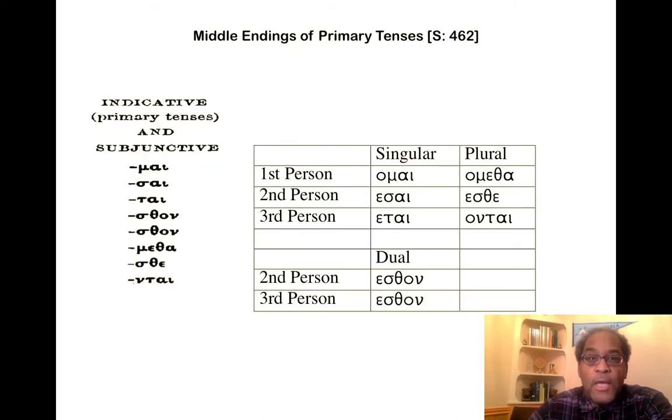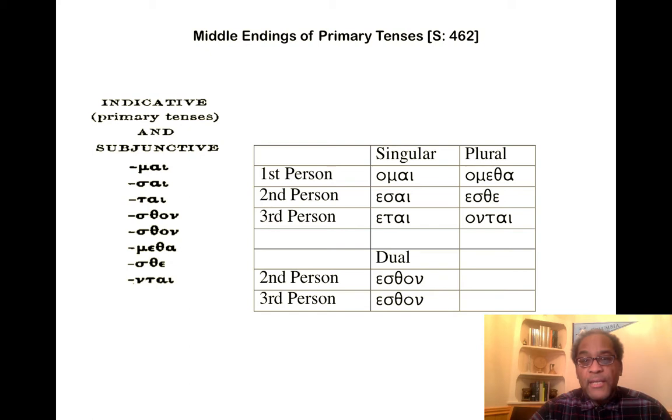Okay. So the middle has its specific endings associated with the primary tenses, and we see those on the left: mai, sai, tai, metha, sthe, ntai, with the duals being sthon, sthon. And on the right, we see those endings united with the thematic vowel: omai, esai, etai, ometha, esthe, ontai, and then the dual esthon, esthon in the primary tenses.